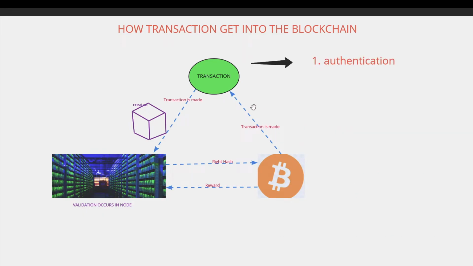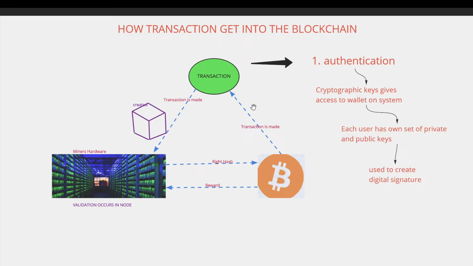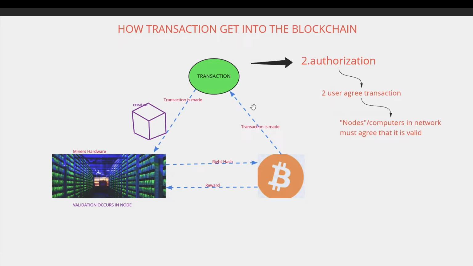So we say the transaction is complete, but a transaction in itself is a complex process. The first step is authentication, wherein a cryptographic key is given to access the wallet on the system. Every user has that cryptographic key with which they can access their system, and every user has their own set of private and public keys which are used to generate the digital signature. The second step is authorization.